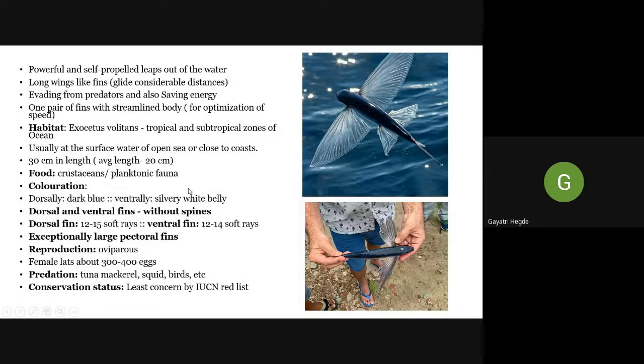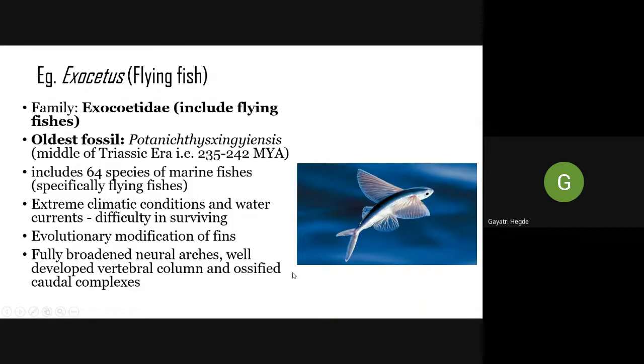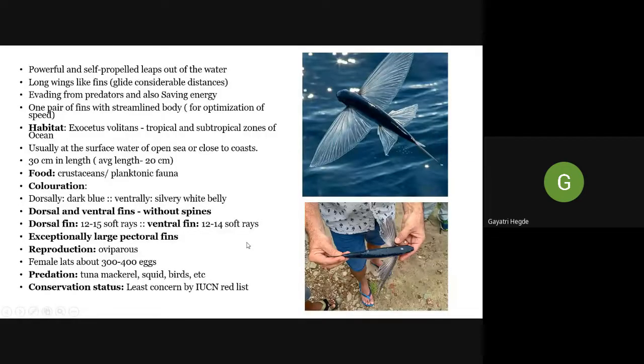Now, an important point to be mentioned. As I said, this belongs to subclass Actinopterygii, which means the fins will be having rays. The fins will be having rays inside them. Can you see the rays? Now the dorsal fin, dorsal meaning the ones on the upper side, the dorsal fins have 12 to 15 soft rays in it. Whereas the ventral fins, ventral meaning the lower fins, have around 12 to 14 soft rays.